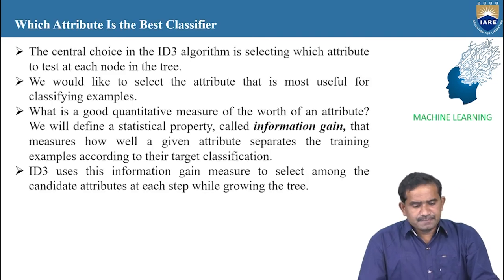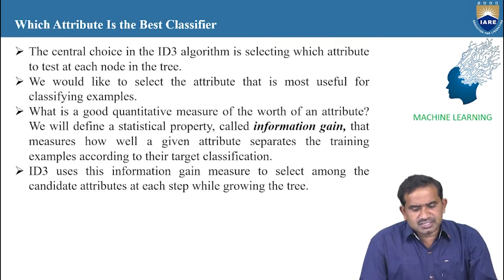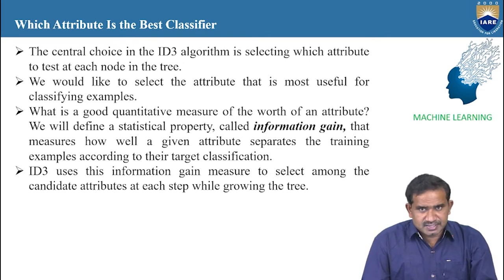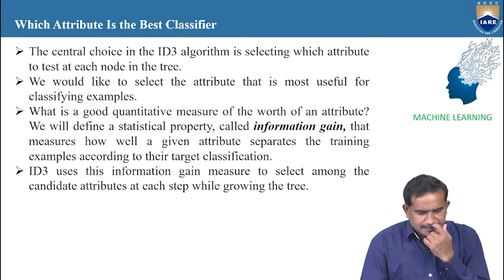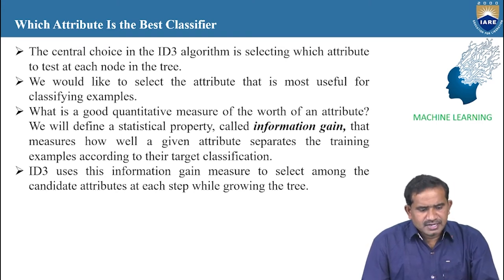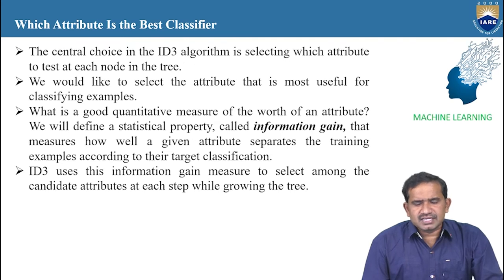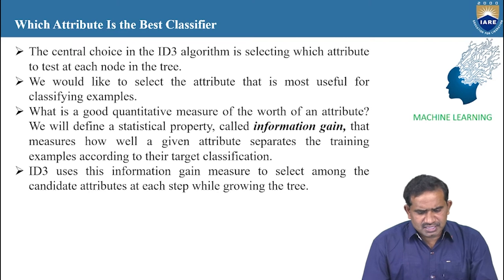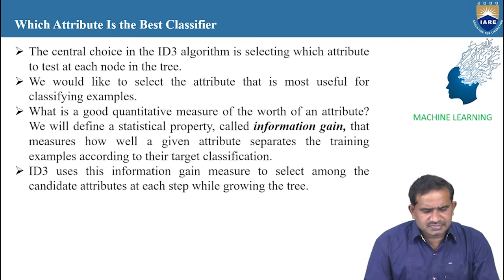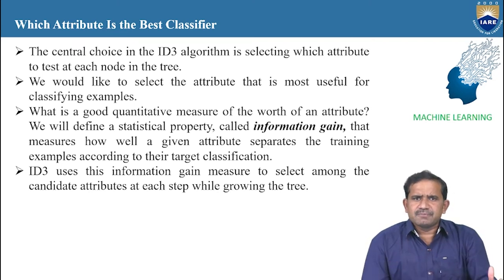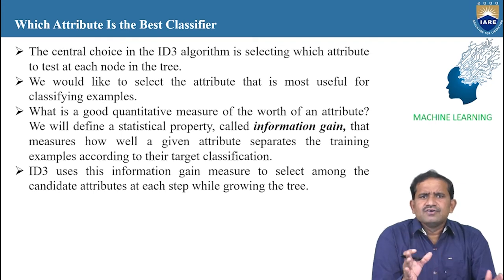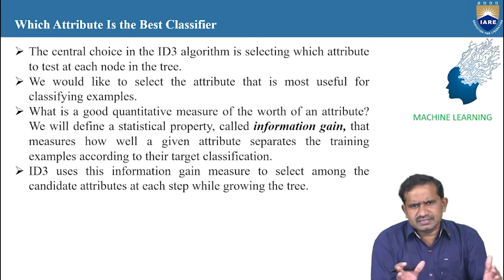Next, finally, which attribute is the best classifier? The central choice in the ID3 algorithm is selecting which attribute to test at each node in the tree. We select the node with the highest value, the best node. We would like to select the attribute that is most useful for classifying the examples. Once we finalize the best attribute value, it is easy to classify which attributes are good for the left side as well as the right side of the tree representation.